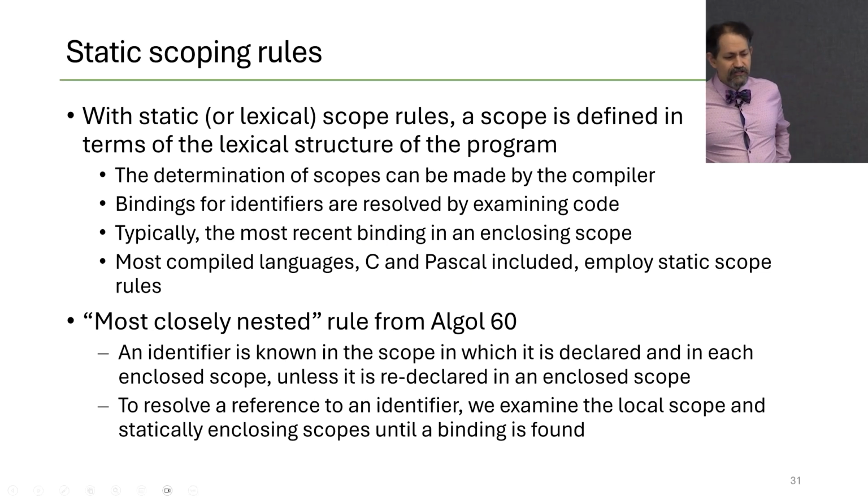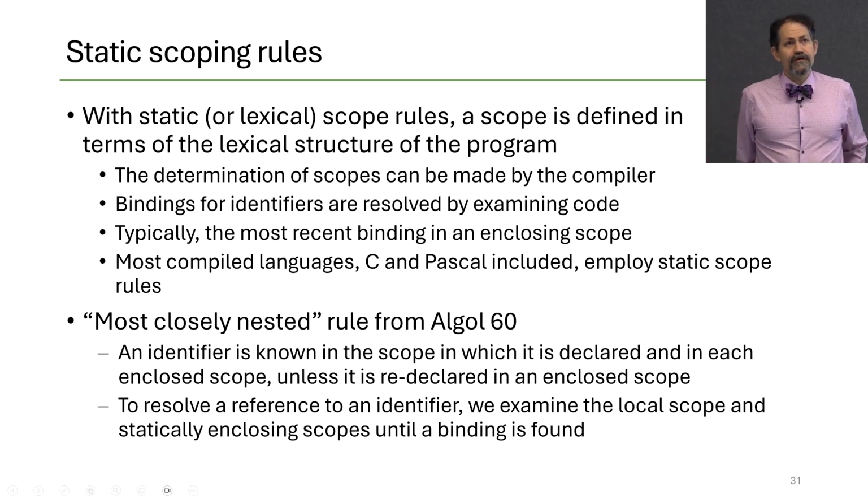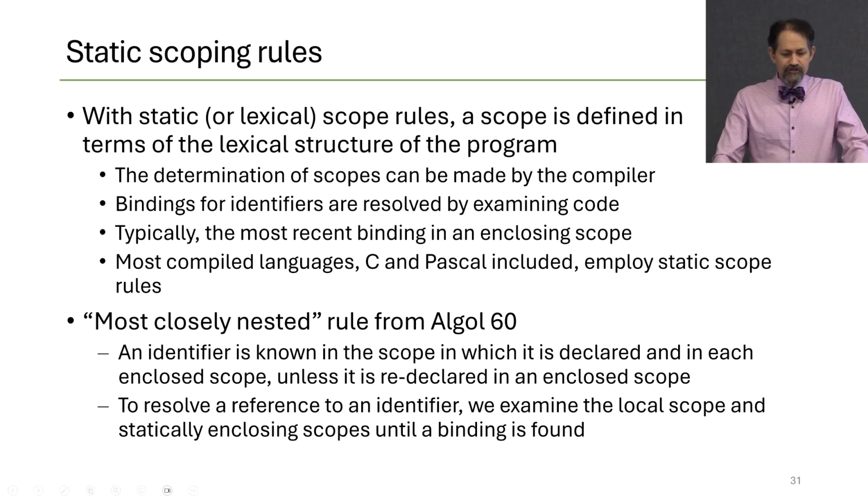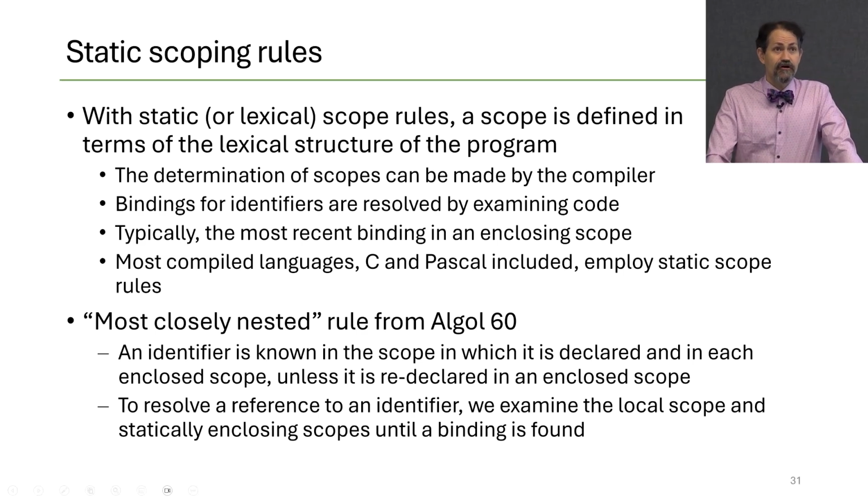So with static or lexical scoping rules, a scope is defined in terms of the lexical structure of the program. Compilers can determine what is the scope of entities such as variables and functions. Bindings for identifiers can be resolved by examining the code and looking for the enclosing scope. Typically, we look for the most recent binding in an enclosing scope, so the most narrowly enclosing scope for the place where we're using the variable.